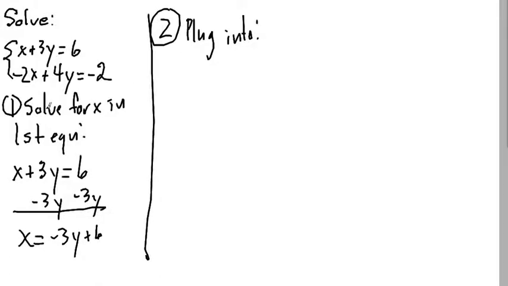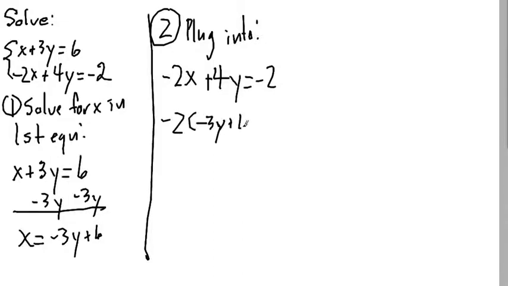With the first step, I have some sort of choice. Which equation do I want to work with? Which variable do I want to work with? But in the second step, I'm forced to replace x, the variable I chose, in the second equation, which is the equation I didn't bother with in the first place. So that's negative 2x plus 4y is equal to negative 2. Negative 2 times negative 3y plus 6, plus 4y is equal to negative 2.